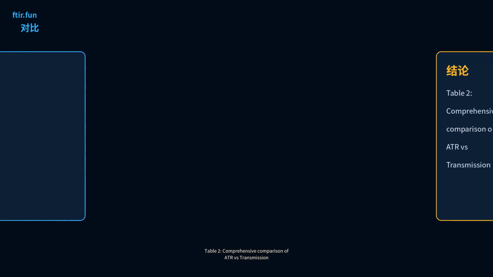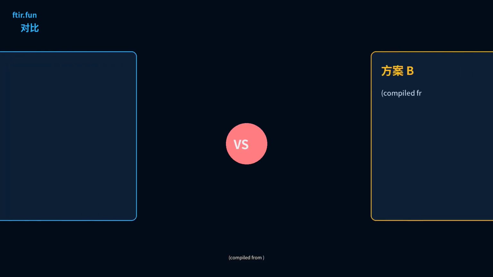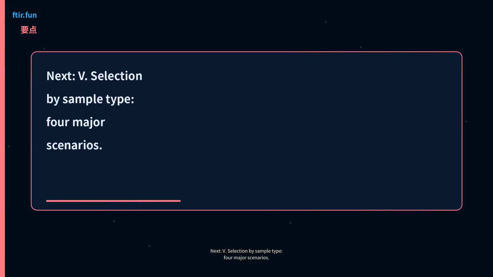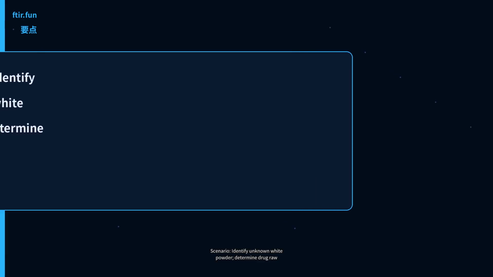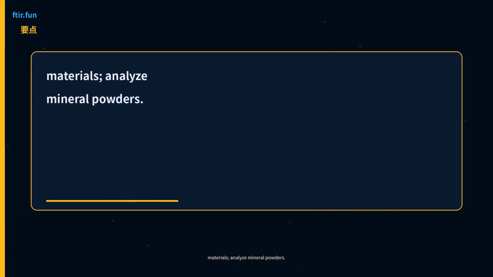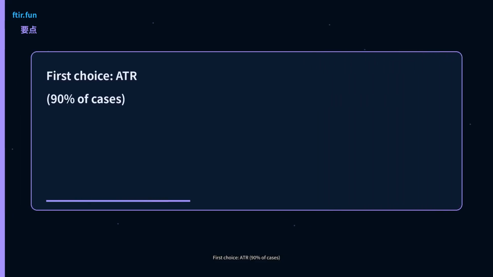Table 2. Comprehensive comparison of ATR vs transmission. Compiled from original information. Next, the selection by sample type. Four major scenarios. Scenario: identify unknown white powder, determine drug raw materials, analyze mineral powders. First choice: ATR, 90% of cases.